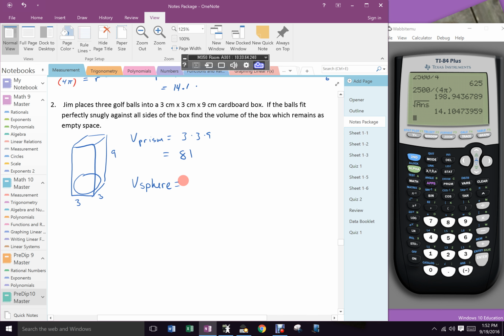It's on the page before. Volume of a sphere is 4 pi r cubed divided by 3, yes? Yep, because it's volume, right? Victoria, we need 3 dimensions. How many spheres are going in there?